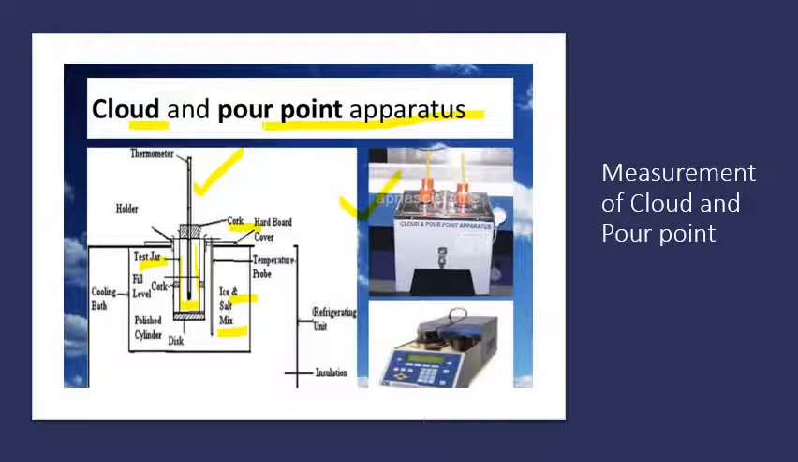The cooling should be continued for the pour point, which is the minimum temperature at which the movement of the oil stops, and you can observe that by tilting your flat bottom tube. When you tilt your flat bottom tube, you just see the movement of the oil. If the movement of the lubricating oil stops, that is recorded as the pour point. So these are the simple steps we can perform in the cloud and pour point apparatus to measure the cloud and pour point of the lubricant.